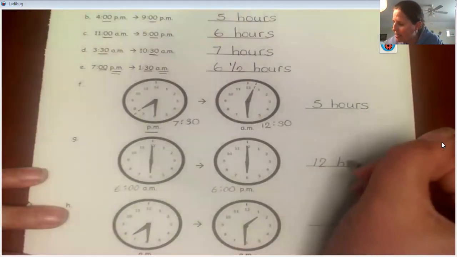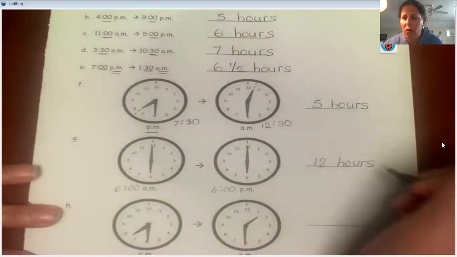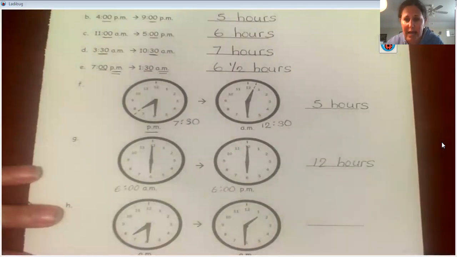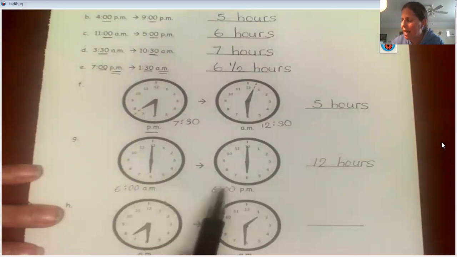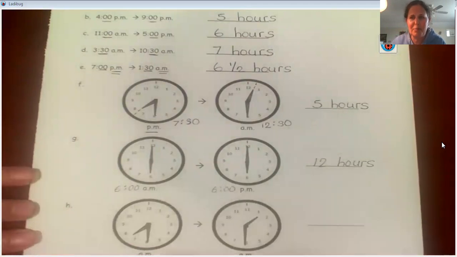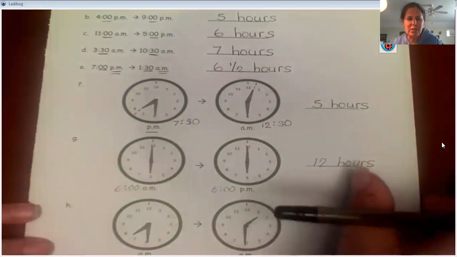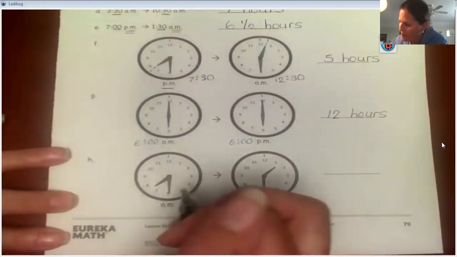And that makes sense because we know that there are 24 hours in a full day. So half of a day is 12 hours. So to go from 6 a.m. to 6 p.m. would be half a day or 12 hours. Okay, let's look at letter H.